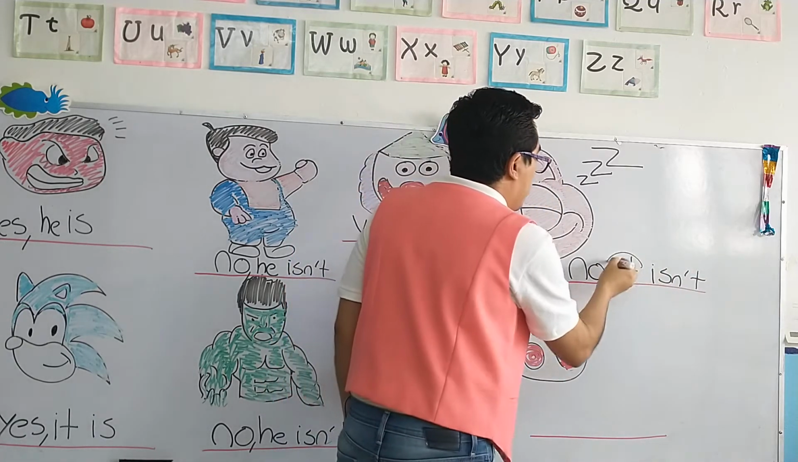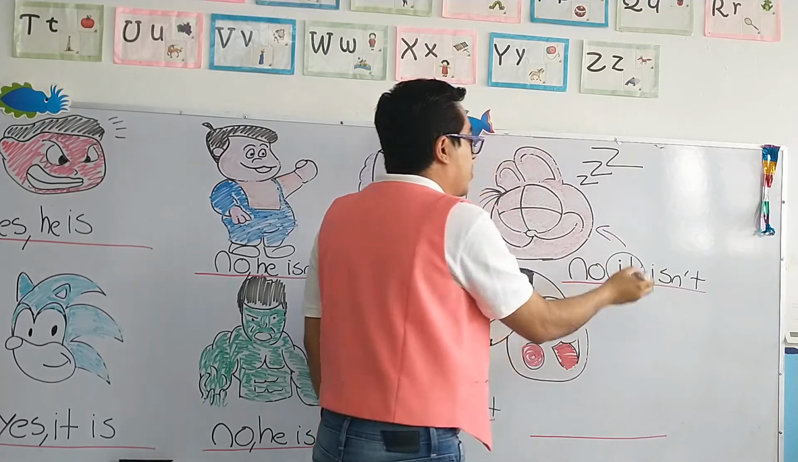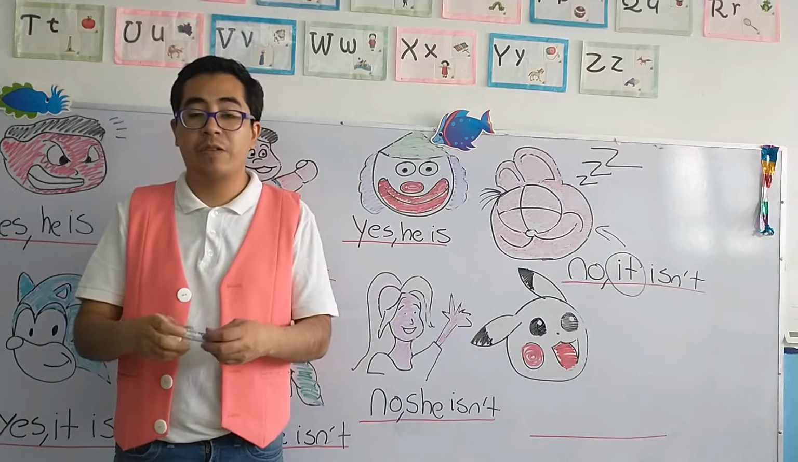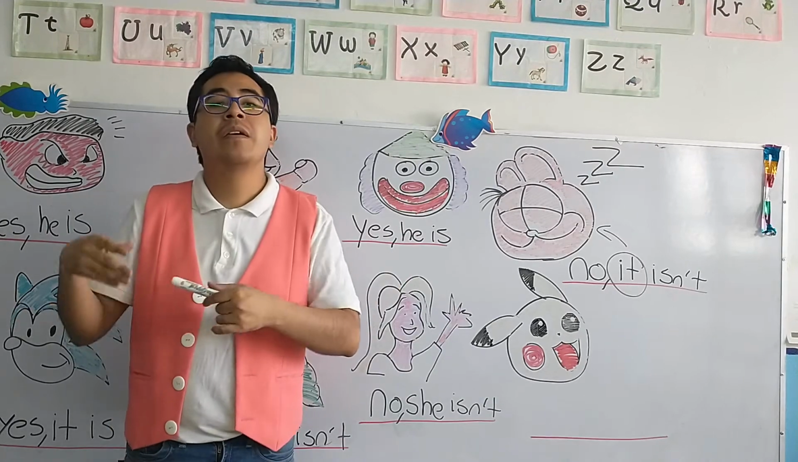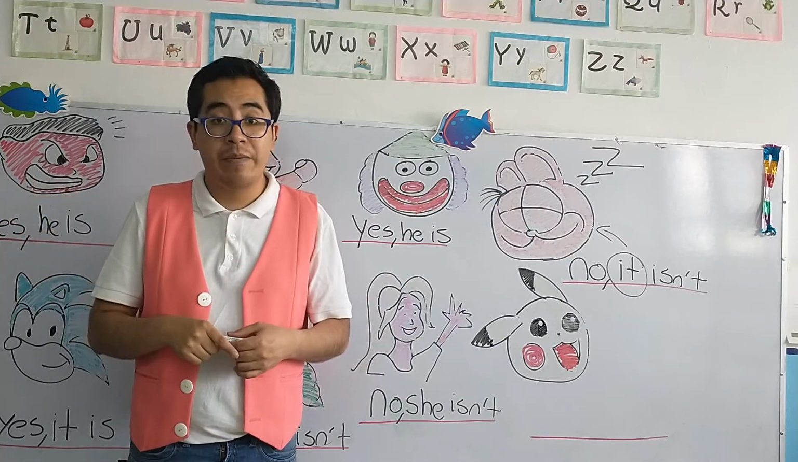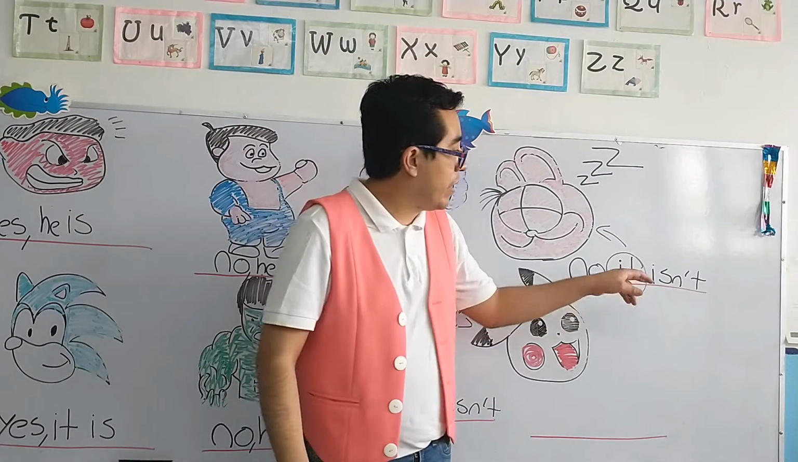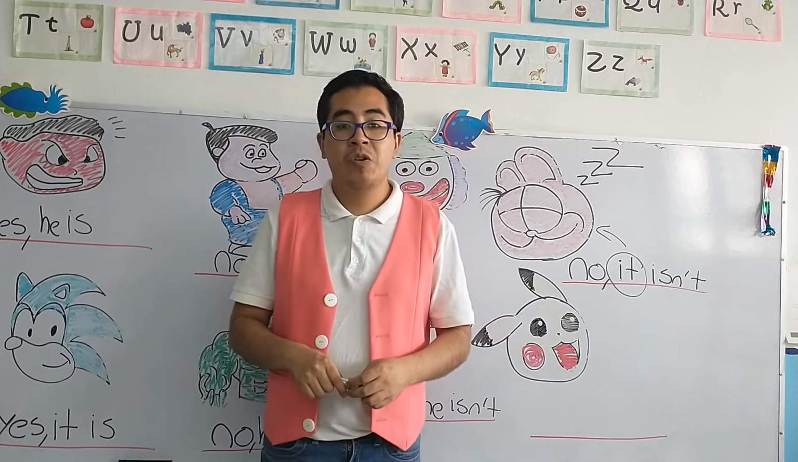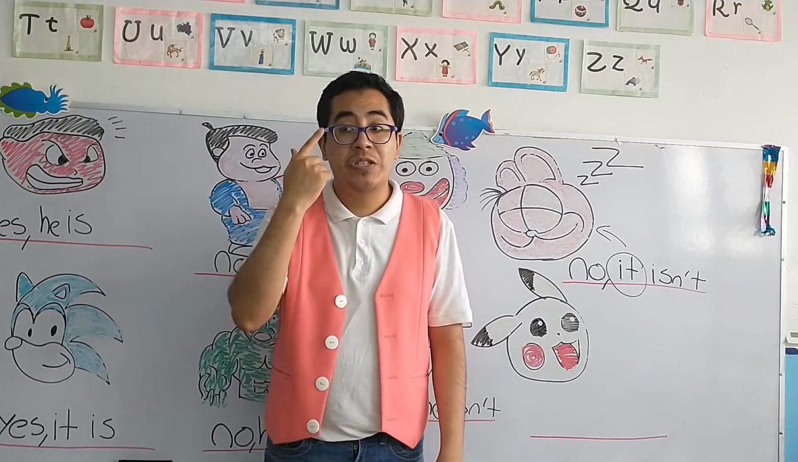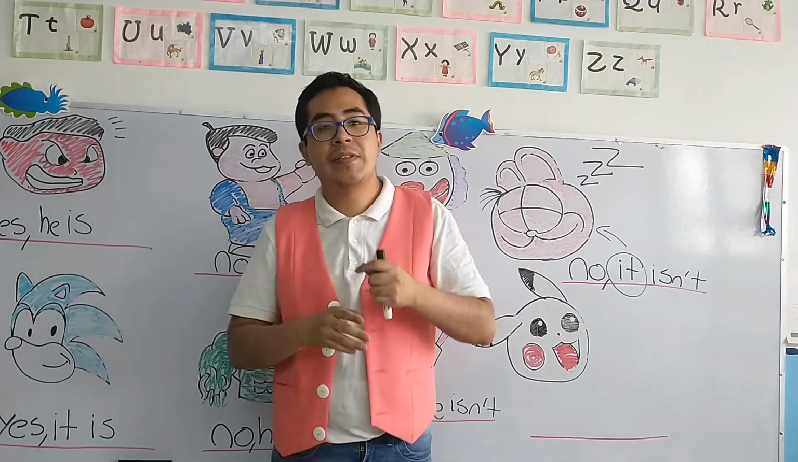Remember, we are using the pronoun it because we are referring to an animal. Don't forget that Garfield is a cat, and of course, it's an animal. So that's why we are using it. Okay? So Garfield is not watching TV, it is sleeping.